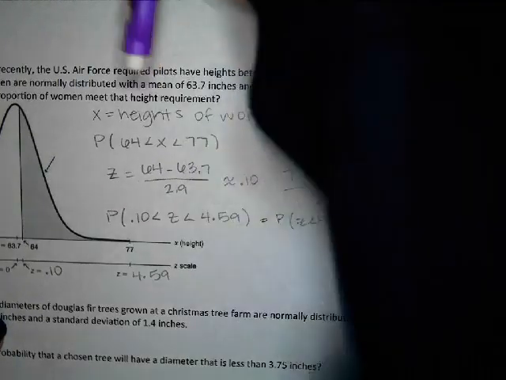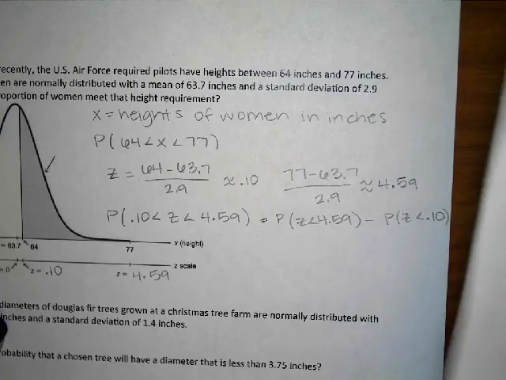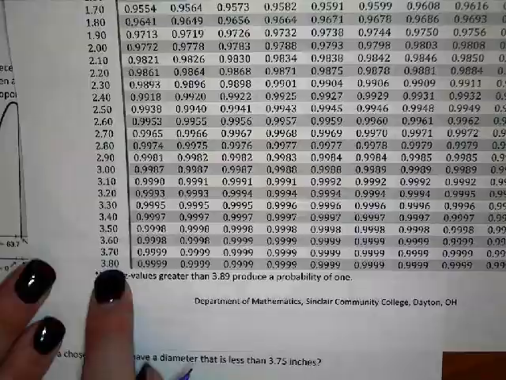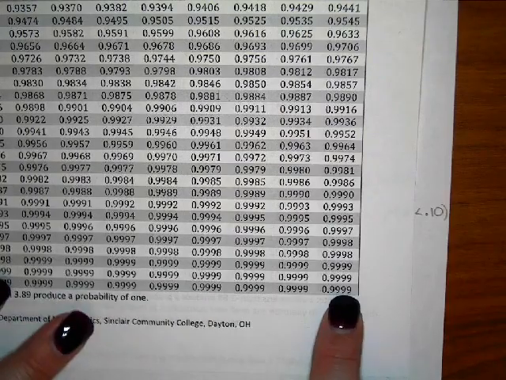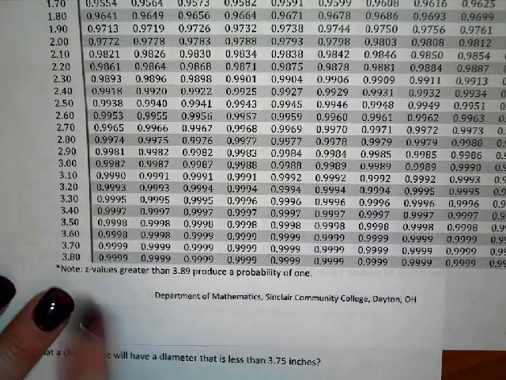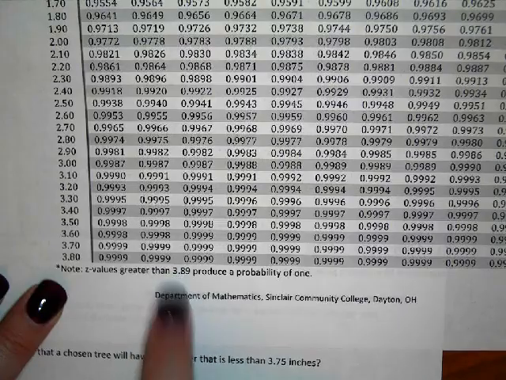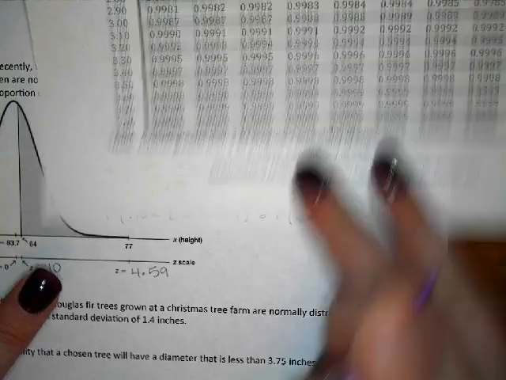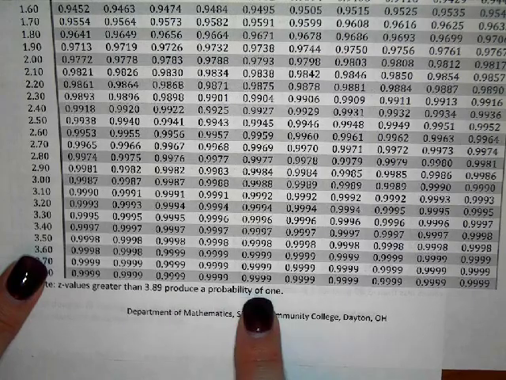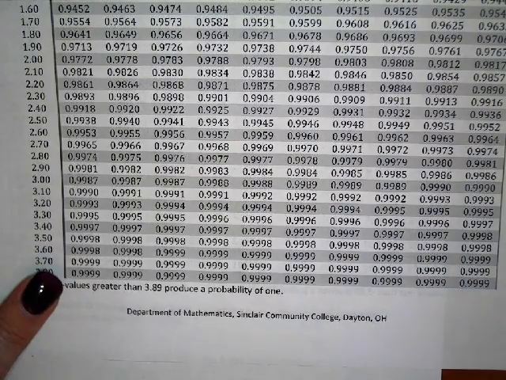Okay, and then this is an interesting one to do on the table because 4.59 is a pretty high z-score. So the z-scores go up to 3.89 at 0.99999, and then they stop there. They don't go any further, but there is a note down here, and it says z-scores or z-values that are greater than 3.89, and this would qualify. 4.59 is greater than 3.89. They produce a probability of 1, and it's not that they actually hit 1, it's that the 0.9s are repetitive enough that it's approximating 1.